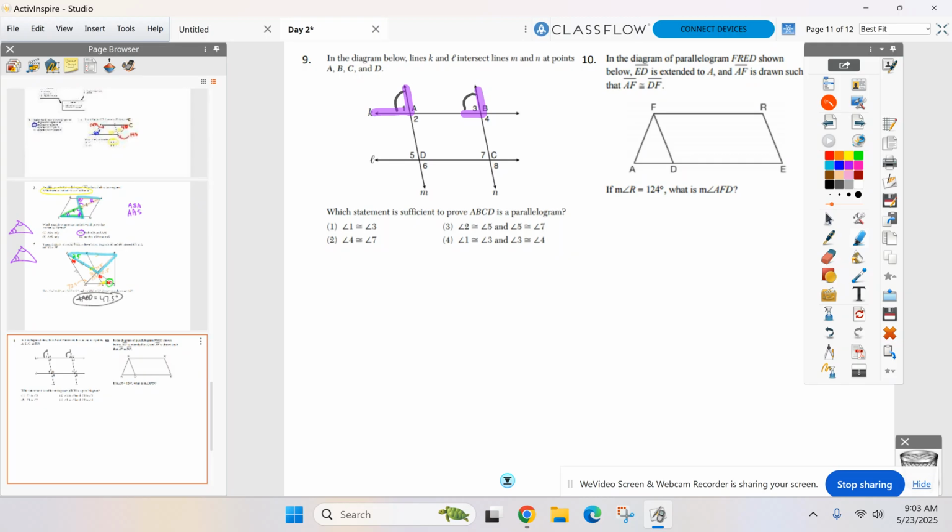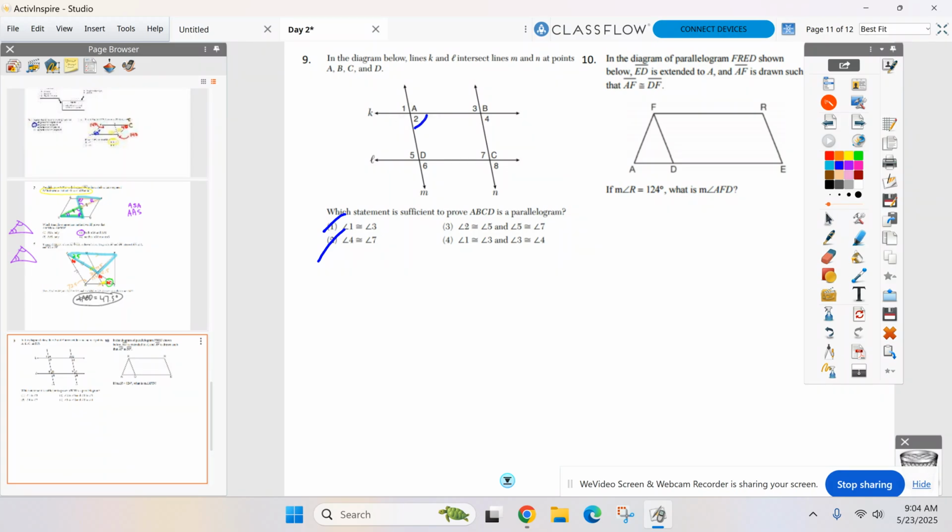Is that enough to say a parallelogram? Can you just say one pair of sides parallel? Good enough? Nope, that's not good enough. I need both pairs. All right, what about 4 being congruent to 7? Those are what type? Alternate interior. 4, 7. Which lines would be parallel now? K and L, is that enough? No, I need both pairs here. That's not good enough.